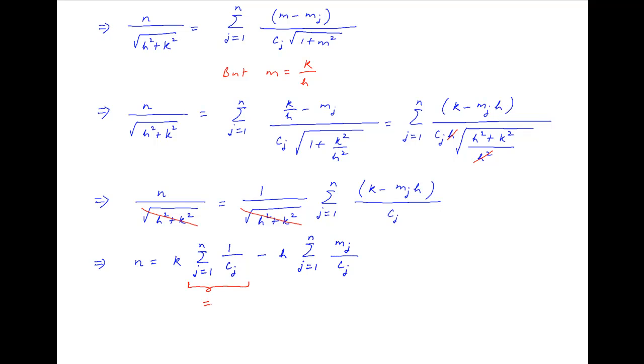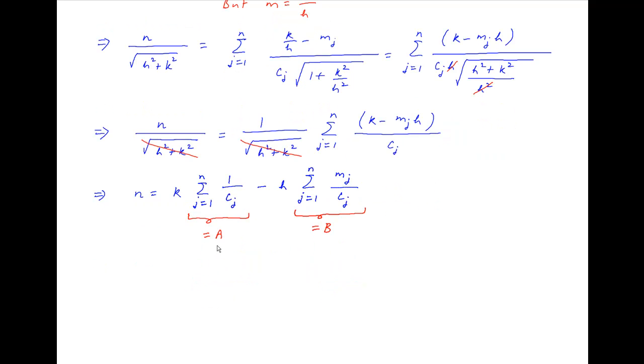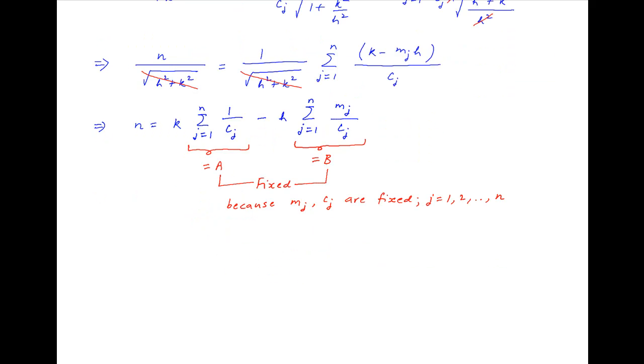Let's assume that the first summation on the right hand side, summation 1 upon cj, is equal to a, and let's assume that the second summation on the right hand side, summation mj upon cj, is equal to b. Note that both a and b are fixed because mj and cj are fixed for all values of j equal to 1, 2, 3 and so on till n. Therefore, the above equation can be written as n is equal to ak minus bh.